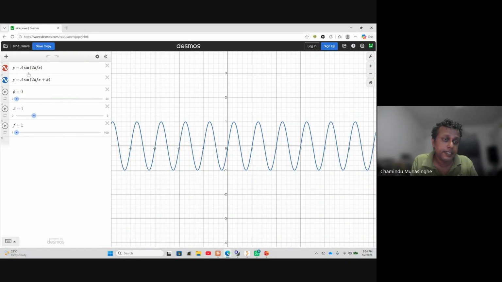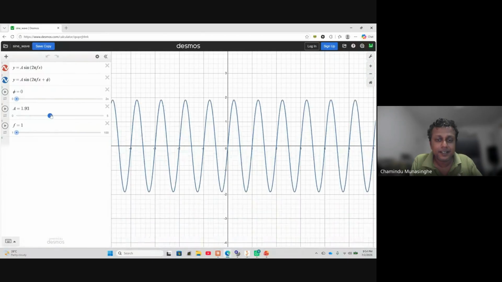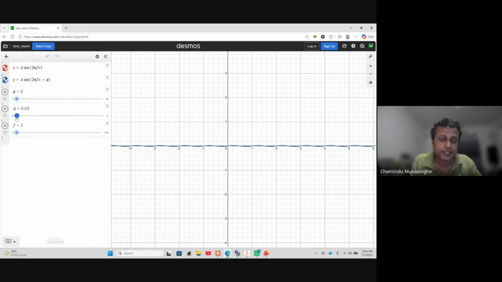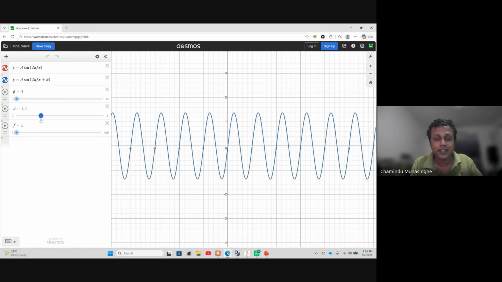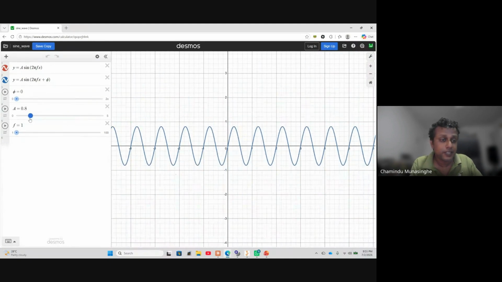So now I'm graphing these two things. Right now, φ is 0. That's why you just see one wave. And this is amplitude, right? So let me just modify the amplitude. When you increase the amplitude, you can see basically the displacement. If you take the amplitude to 0, you don't see the wave, it's a straight line. Now, as you increase the amplitude, you see the waveform getting bigger. So this is amplitude, right?